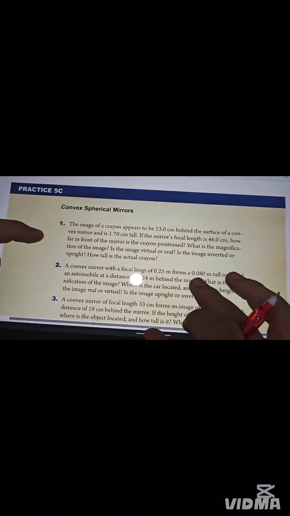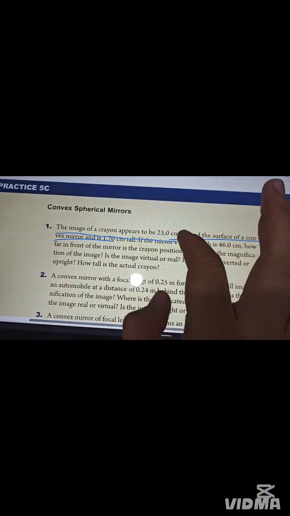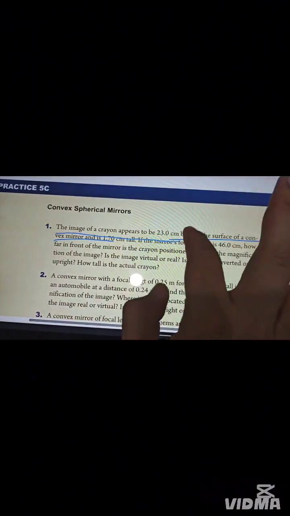Practice 5C, question 1. The image appears to be 23 centimeter behind the surface of the convex mirror. Behind means again this is a virtual image, and the value of q will be negative. And 1.70 centimeter tall, behind the convex spherical mirror.